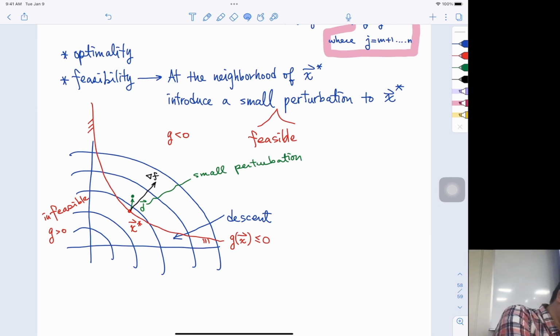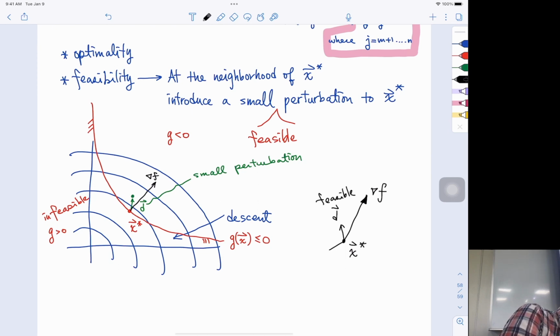So what I'm talking about is that this is your optimal solution. If this is the direction of your gradient, and your small perturbation is this way, it's good. It will be feasible. But if your movement is right here, it will jump into an infeasible space.